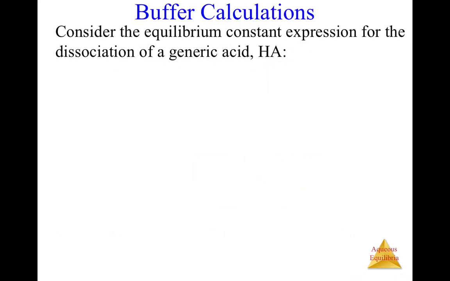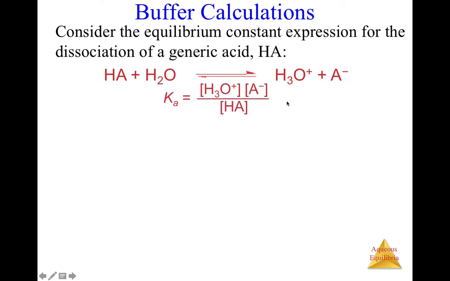Okay, so now we're going to look at some buffer calculations. Consider the equilibrium constant expression for the dissociation of a generic acid HA. So we're going to see if we have a buffer, there's a shortcut, and we do not need to use our ICE box. So this is the derivation of our shortcut equation. So if we think about our weak acid reaction, HA and water, to make hydronium and A minus, I know my Ka is products over reactants, right? Ignoring water because it's a liquid.